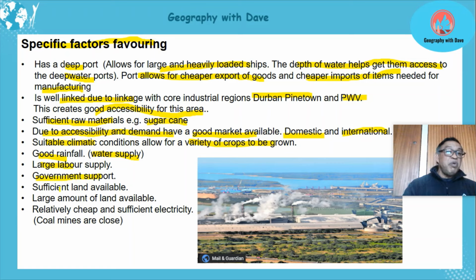Again, government support. Sufficient land available. Oh, I like this land one. I'm repeating it. Large amount of land available. Sufficient, large. It's a land issue, but it's the same fact. It's not two different factors here. Relatively cheap and sufficient electricity as coal mines are close. So power again for this area.